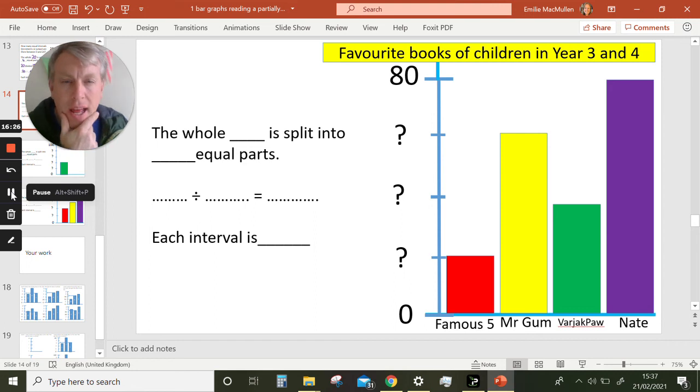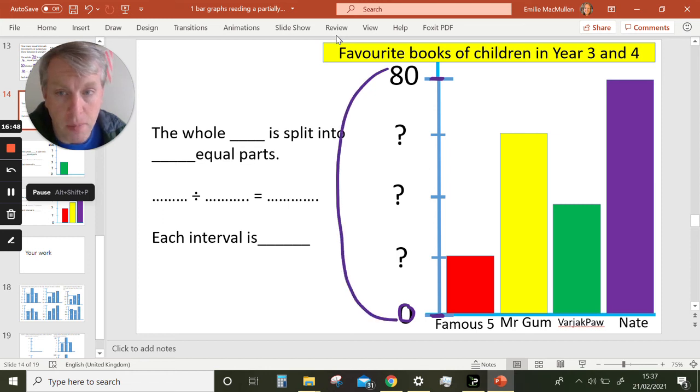Well, what can I see? Favourite books of children in Year 3 and Year 4. Well, let's look at the scale. Look carefully. 0 is here at the bottom. 80 is here. Okay. If it were one big jump, it would be 80. So the whole 80, it's not just one jump, is it? It's split into equal parts. Equal intervals. How many intervals?